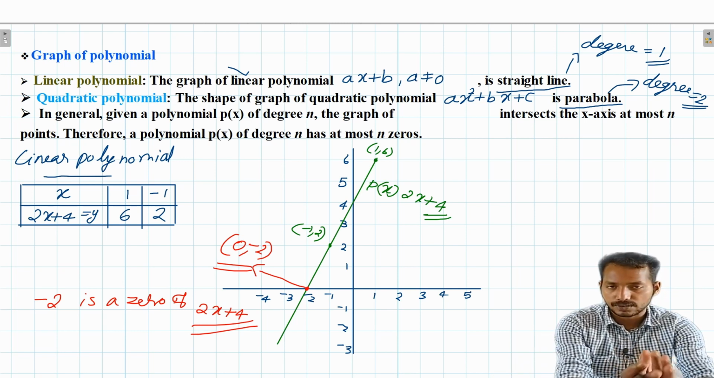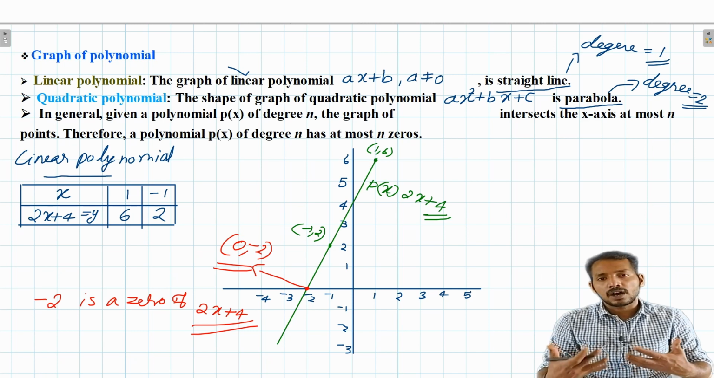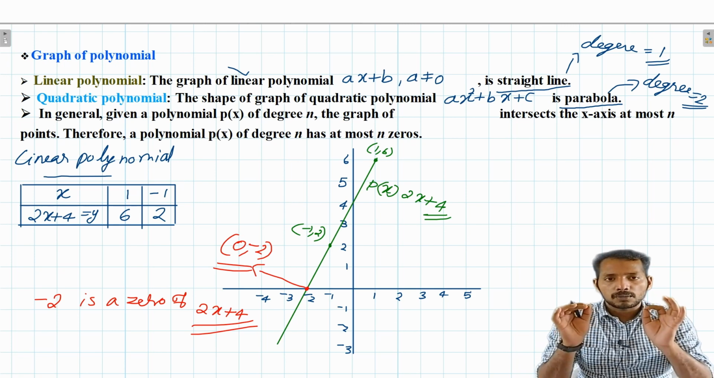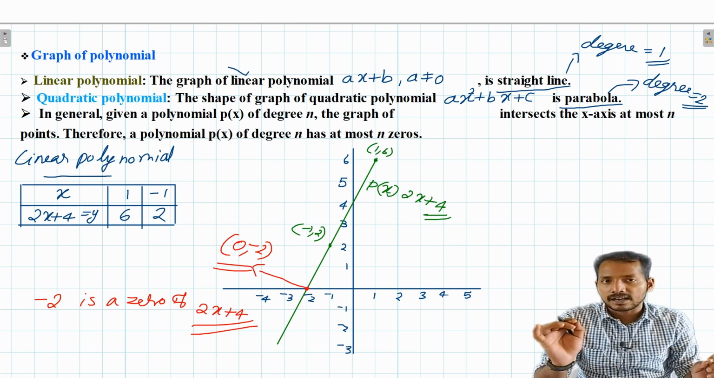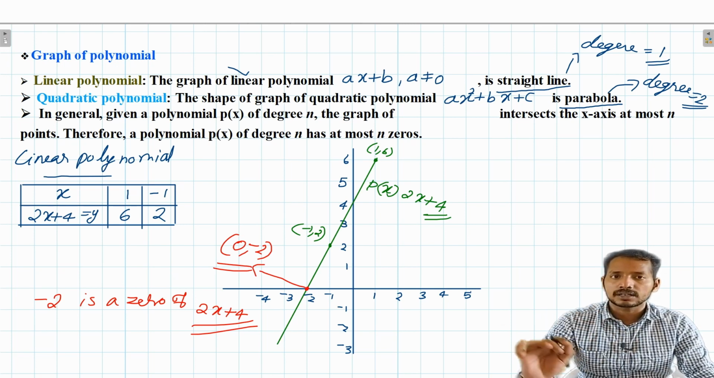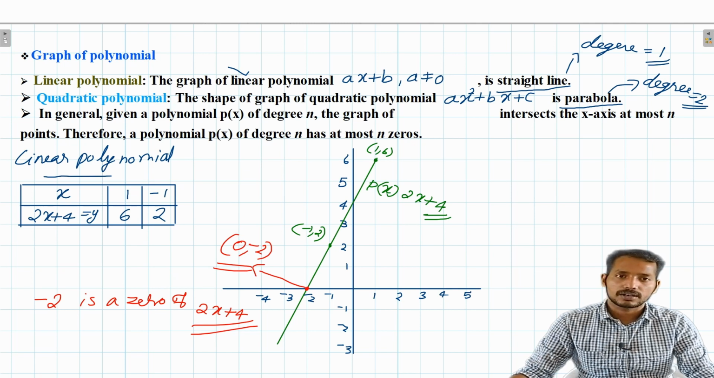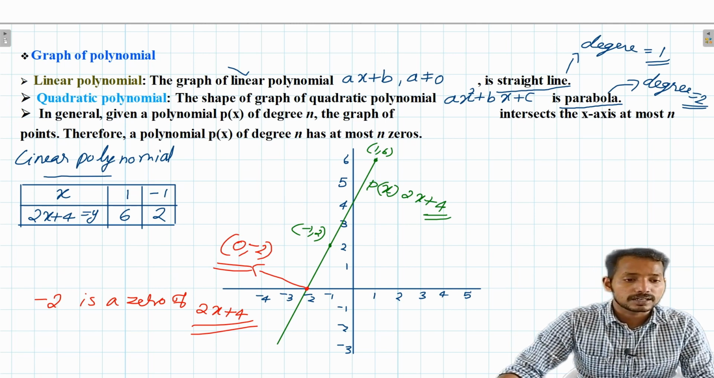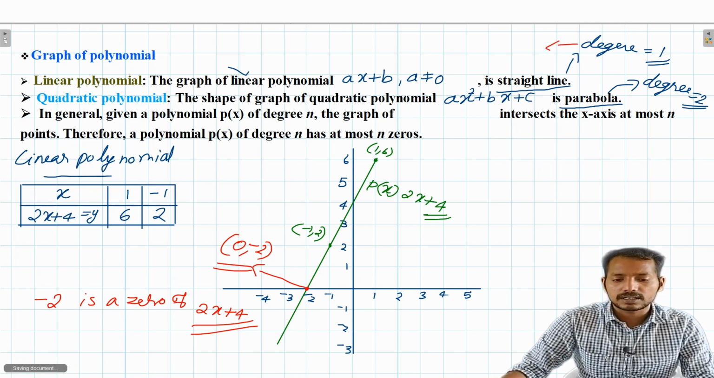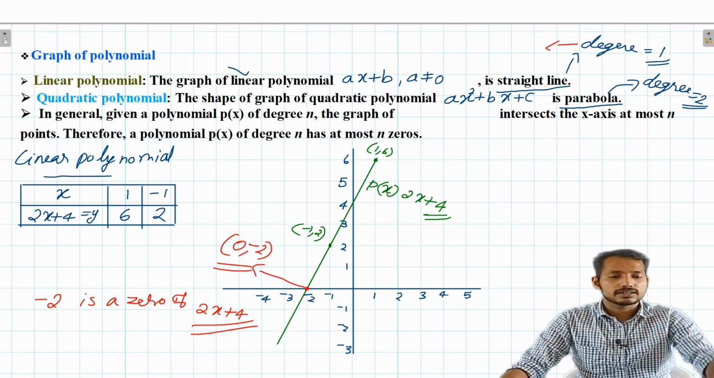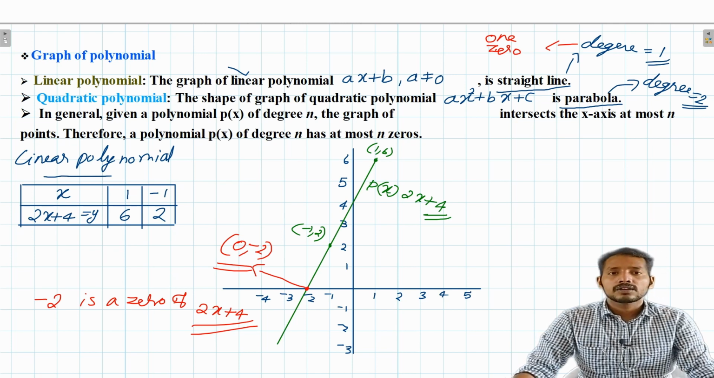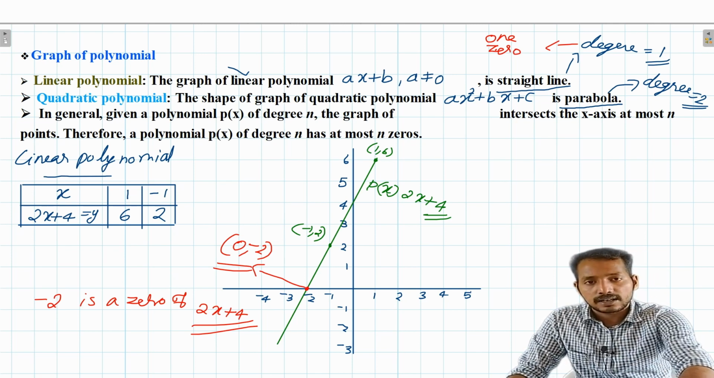That is a very important thing we have to remember. From the graph of the polynomial, we can obtain the zero of the polynomial by just observing or locating the point where that graph intersects the x-axis. The corresponding x coordinate will be the zero of the polynomial. We know that a linear polynomial has degree 1, so the maximum possibility is to intersect the x-axis at one point. Therefore, it has 1 zero. Clear? So this is regarding the linear polynomial.